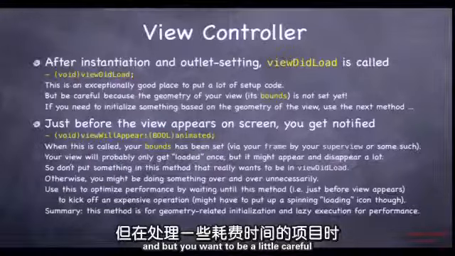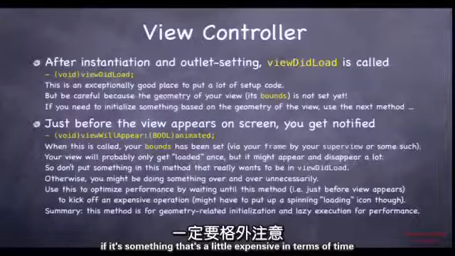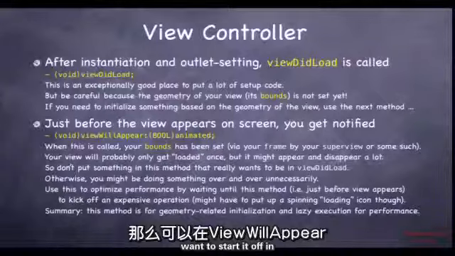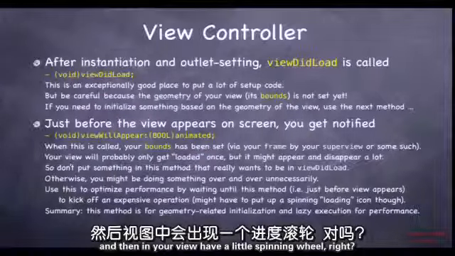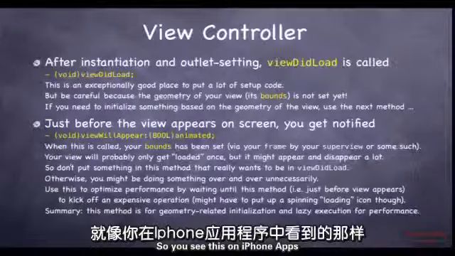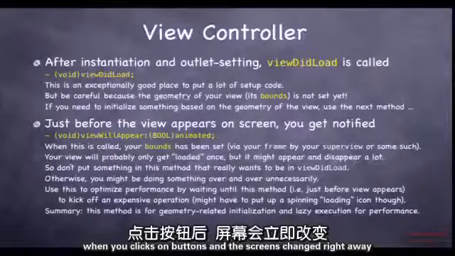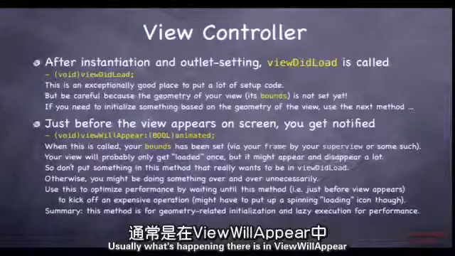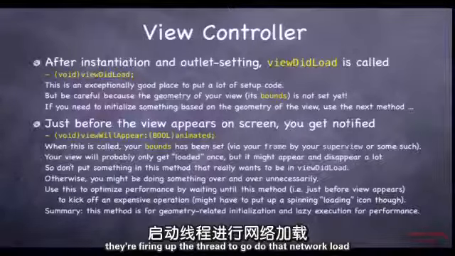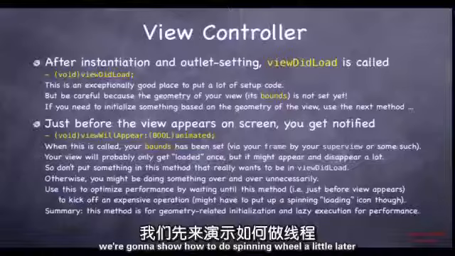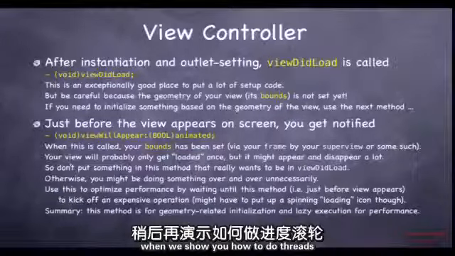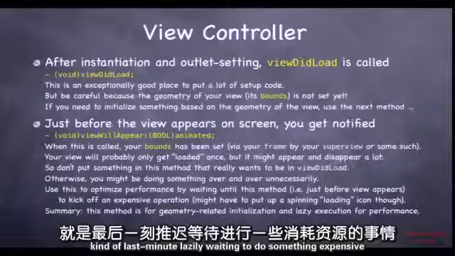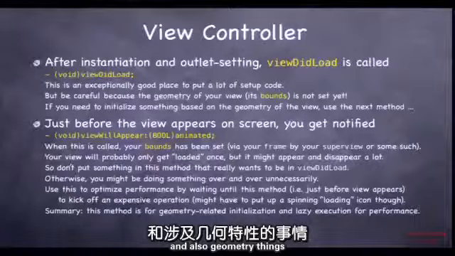All right? But you want to be a little careful. If it's something that's expensive in terms of time, it's going to take a long time to run, well, you don't want to do it in viewWillAppear. You probably want to start it off in another thread in viewWillAppear, and then in your view have a little spinning wheel. So you see this in iPhone apps. You click some button and the screen changes right away, but then there's a spinning wheel because it's loading something from the network or whatever. Usually what's happening there is in viewWillAppear, they're firing off a thread to go do that network load and putting up the spinning wheel. And we're going to show how to do the spinning wheel a little later when we show you how to do threads. So viewWillAppear is good for those two things, kind of last minute, lazily waiting to do something expensive, and also geometry things.